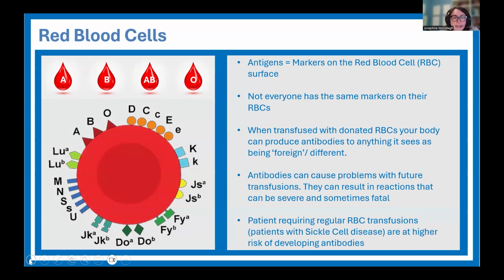So a patient may form an antibody against an antigen if the red cells of the donor have an antigen that is foreign or different to that of the patient. So antibody formation can cause problems with future transfusions. They can result in what we call transfusion reactions, and these can be severe and sometimes fatal. So there's a risk of antibody formation each time a patient is transfused a unit of red cells. So patients with conditions that require regular blood transfusions, like patients with sickle cell disease or thalassemia, are far more likely to form antibodies than patients who only receive occasional transfusions or one-off transfusions.